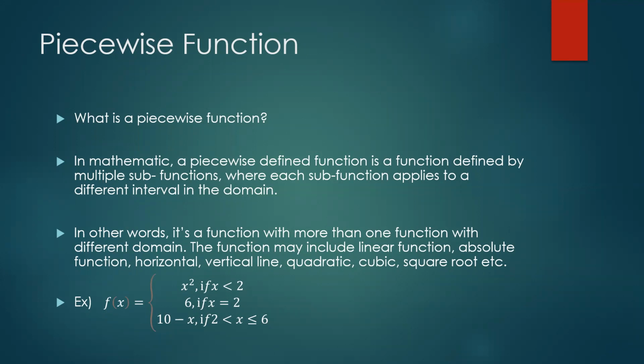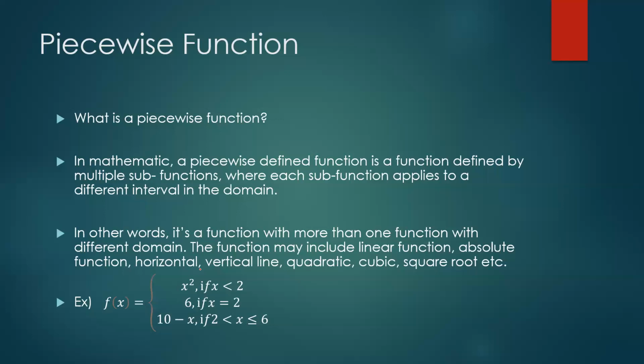In mathematics, a piecewise defined function is a function defined by multiple subfunctions, where each subfunction applies to a different interval in the domain. That sounds confusing, but in other words, it's a function with more than one function with different domains. So it's more than one graph with different domains. The function may include linear, absolute value, horizontal or vertical line, quadratic, cubic, square root functions, etc.